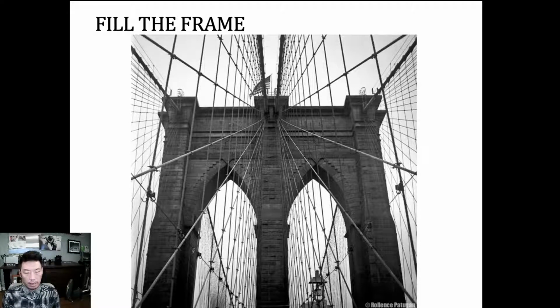Here we have the structure of the Brooklyn Bridge filling the frame. But what other elements do we have in this shot besides filling the frame? Look at all those lines. Leading lines, right? You have leading lines going towards the top third, leading us there, and it's kind of rule of thirds too. We have the top of that bridge at the top third there, filling up two-thirds of this shot. So you got at least three compositional elements all in one photograph.